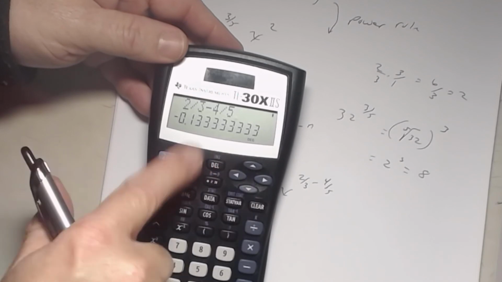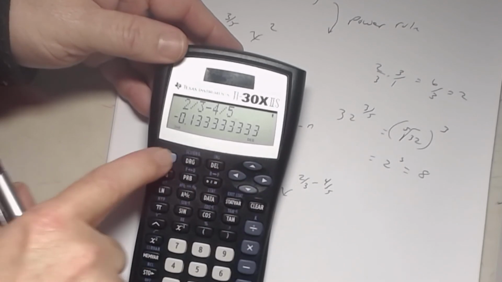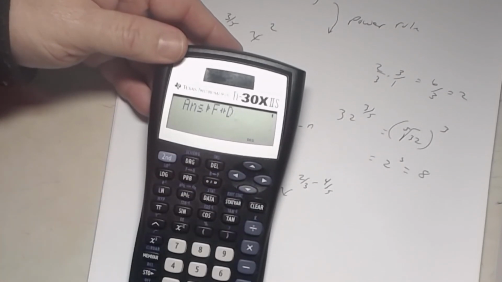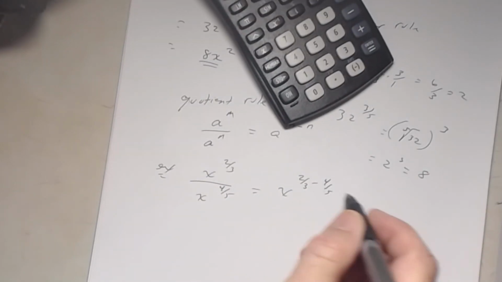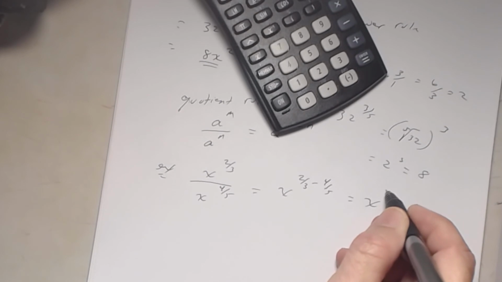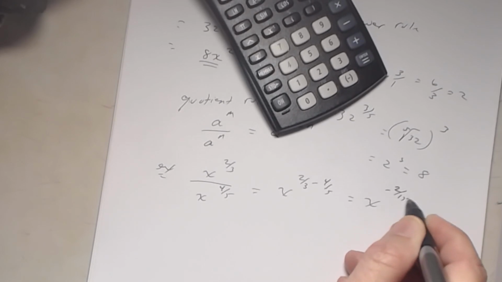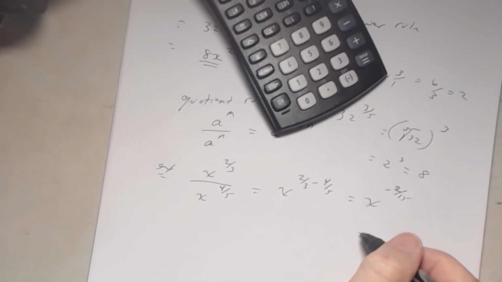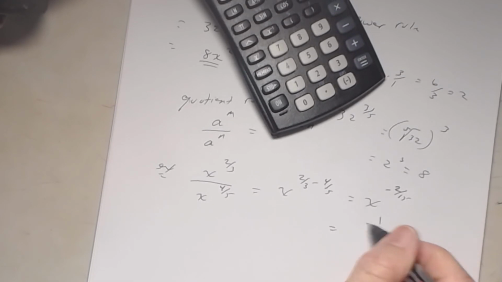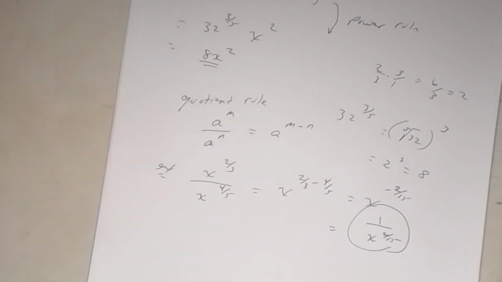Now it's a decimal, so how do you change it back to a fraction? The second PRB, press equal, and so what do you get? Negative 2/15. So this becomes x to what power? Negative 2/15 power. No negative exponents, so what's the answer? 1 over x to the 2/15. Okay, there's your answer.